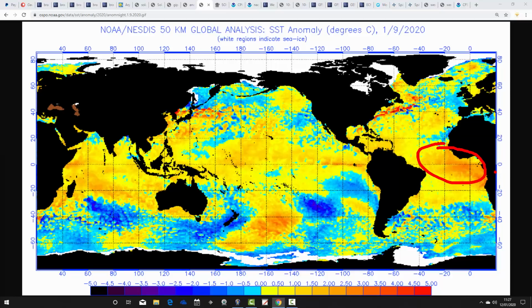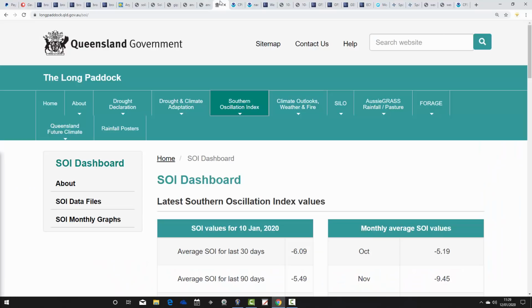Generally, the sea surface temperature anomalies in both the Atlantic and the Pacific Oceans are very stable. There hasn't been much change for quite some time with those. So we'll keep an eye and see what happens.